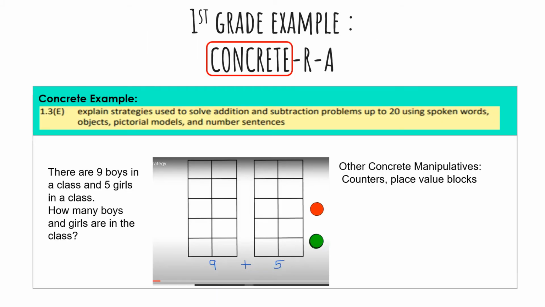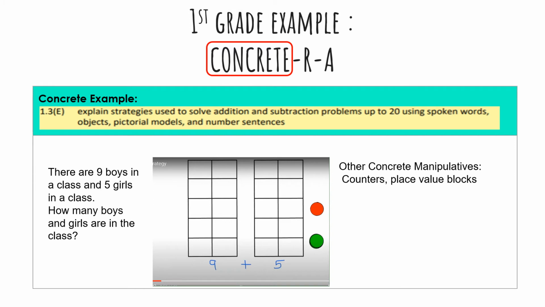Let's take a look at a first grade concrete example that explains strategies used to solve addition and subtraction problems up to 20 using spoken words, objects, pictorial models, and number sentences. So this problem says there's 9 boys in a class and 5 girls in a class. How many boys and girls are in the class?